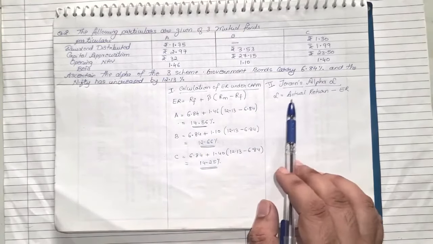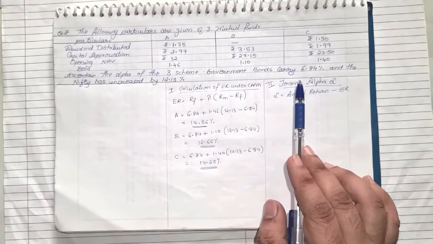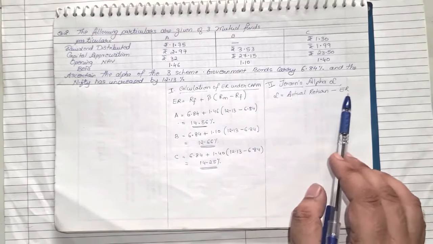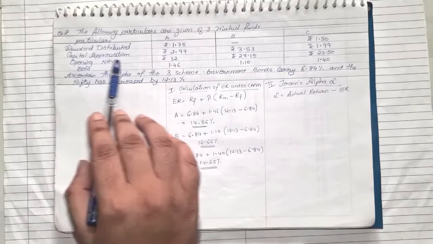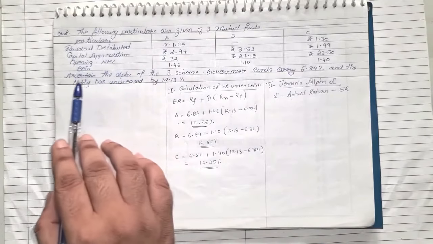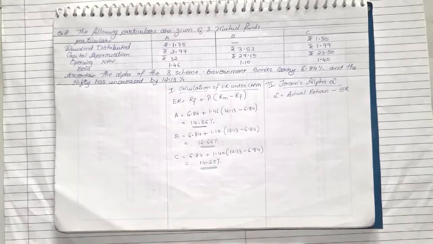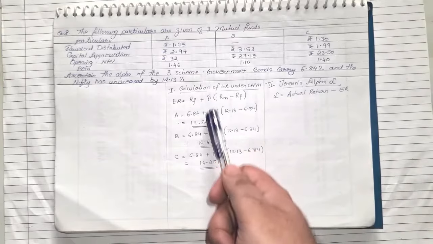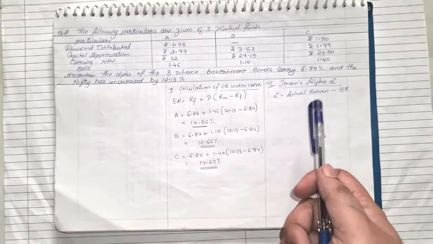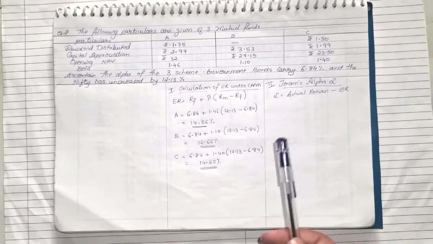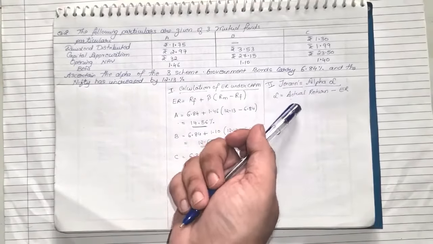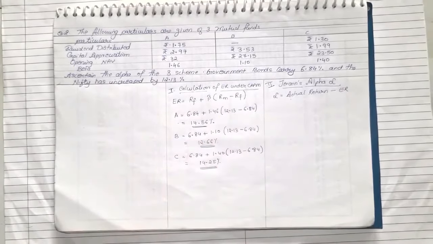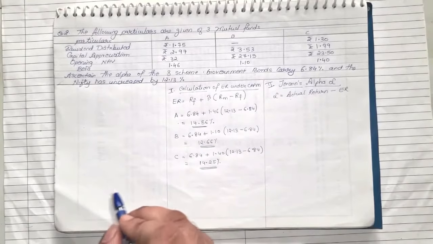Now let us go to the second part where we need Jensen's alpha. The formula is actual return minus expected return. Now if you look at the question, they have given you dividend, capital appreciation, opening NAV, beta, but they haven't given you actual return. Expected return, we have already found that, but we haven't been given actual return. So now we'll have to first find the actual return. So this is the second type of sum when actual return is not given to us. So now let us see how we solve and get that value of actual return.